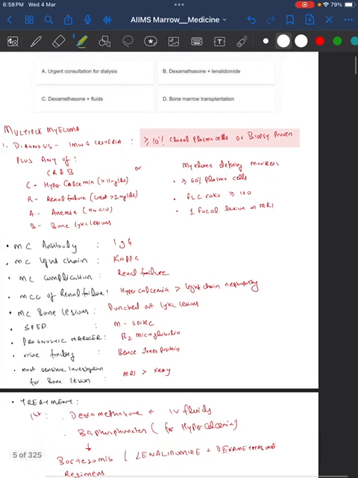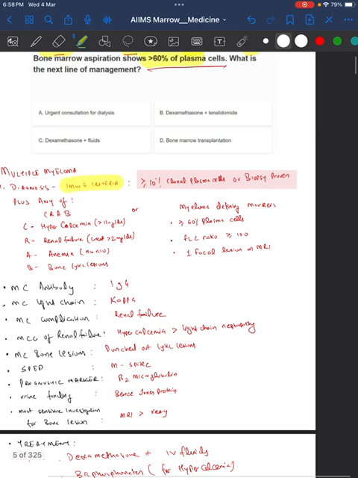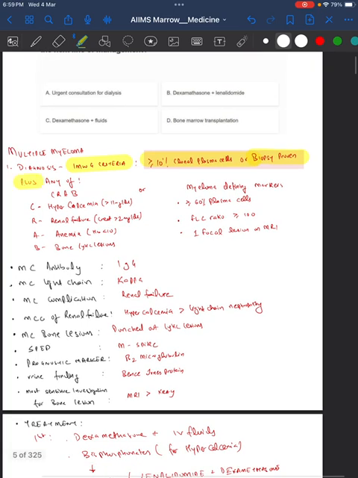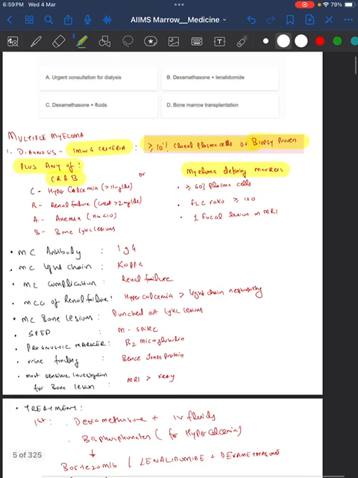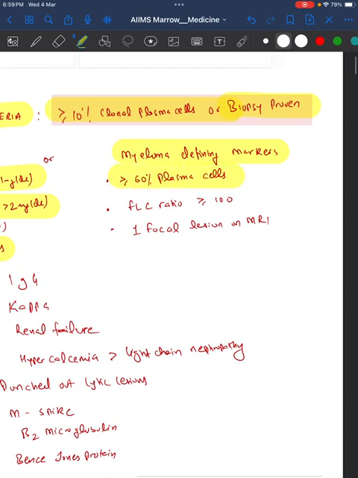How to diagnose multiple myeloma: we use this criteria, not important for you. The criteria points are important for you, that there should be more than 10% clonal plasma cells, or it should be biopsy proven. If this entry criteria is fulfilled, then we go to the next, any of the following: either CRAB symptoms or myeloma defining markers should be positive. CRAB events are hypercalcemia, renal failure, anemia, bone lesions. Among myeloma defining markers, the most important you should remember is more than 60% plasma cells.